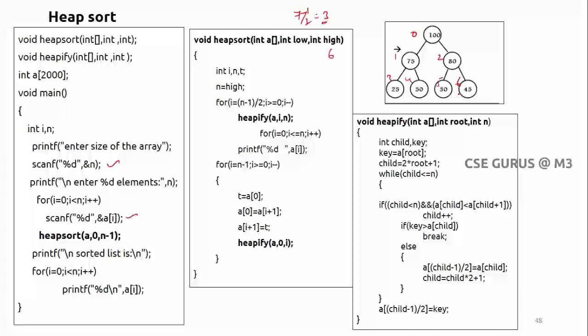I'm checking the values first. Okay, yeah, first I have to make rearrangements, right? So initially I have to make rearrangements, and only then can I go for heap sort, right? So that is what happens here.